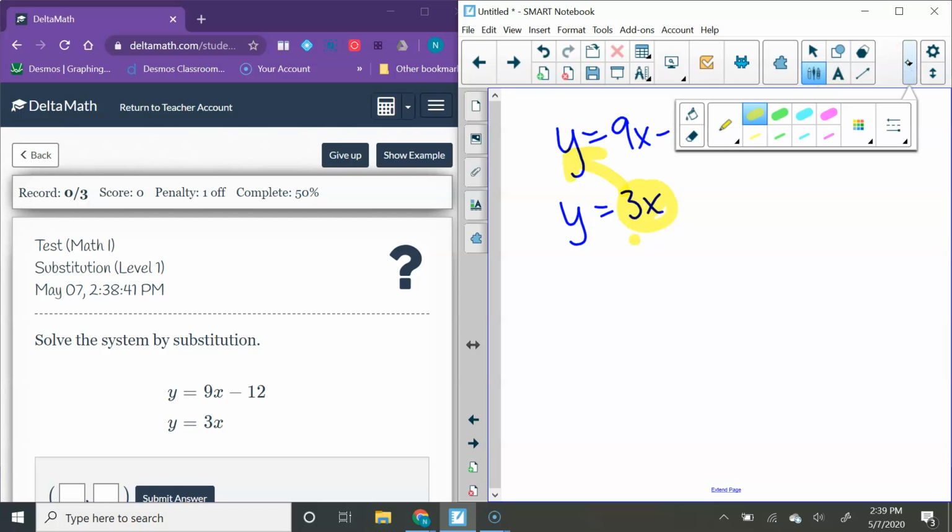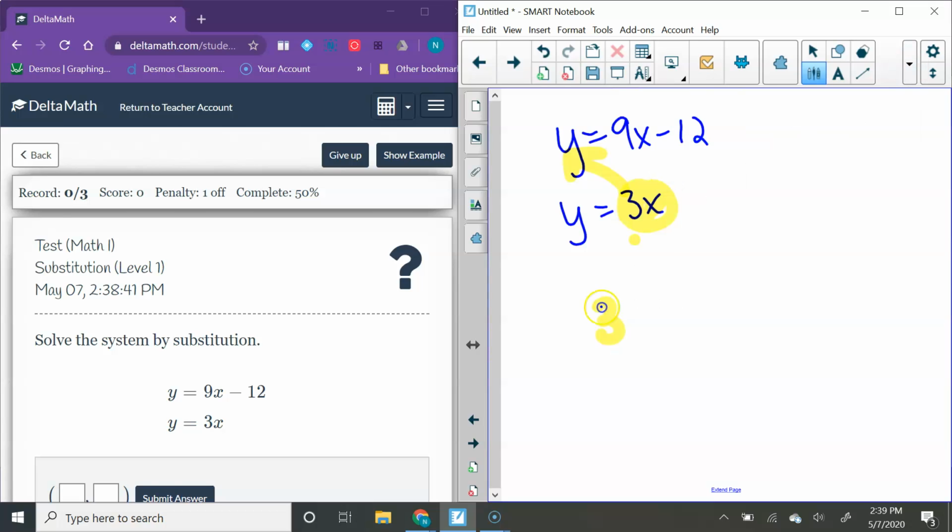That'll look like this. Let's go back to the pen so you can see it. 3x equals 9x minus 12. The other way you can think of it is both of these are equal to y, so you can just set them equal to each other. 3x equals 9x minus 12.